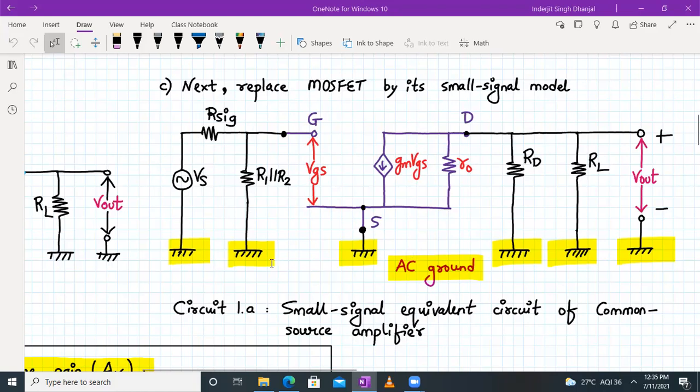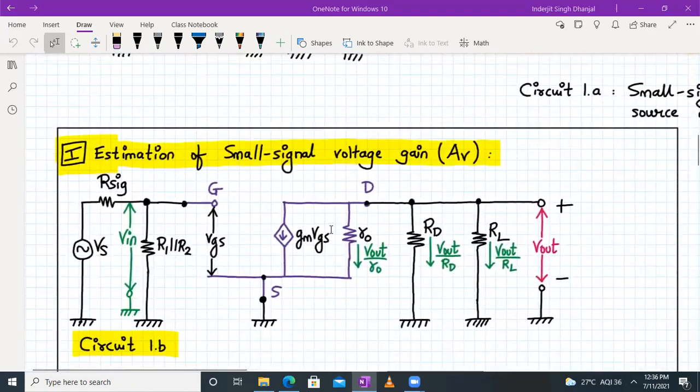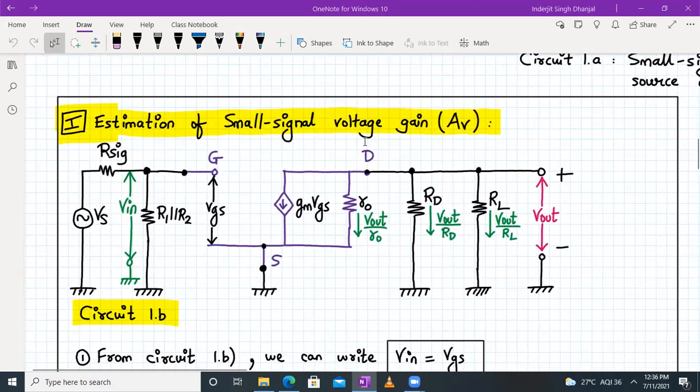Now we have to find the expression of the voltage gain, which will be V out divided by Vs. So let us do that task. First of all, we have to estimate the small signal voltage gain AV. For that, I have redrawn the small signal equivalent circuit over here. Now look carefully. We are marking certain things over here. So small signal voltage gain AV is defined as V out divided by V in.